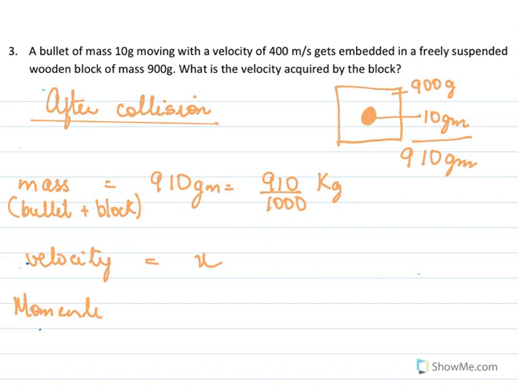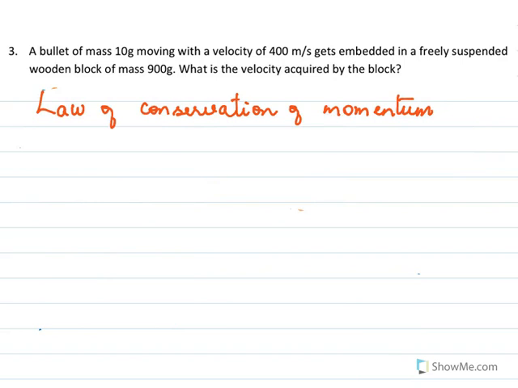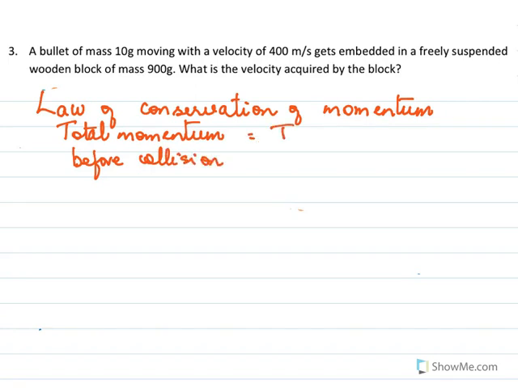Therefore momentum after collision equals 910 over 1000 into x. So this cancels out. 91x over 100 is the momentum after collision. Now by the law of conservation of momentum, total momentum before collision equals total momentum after collision.